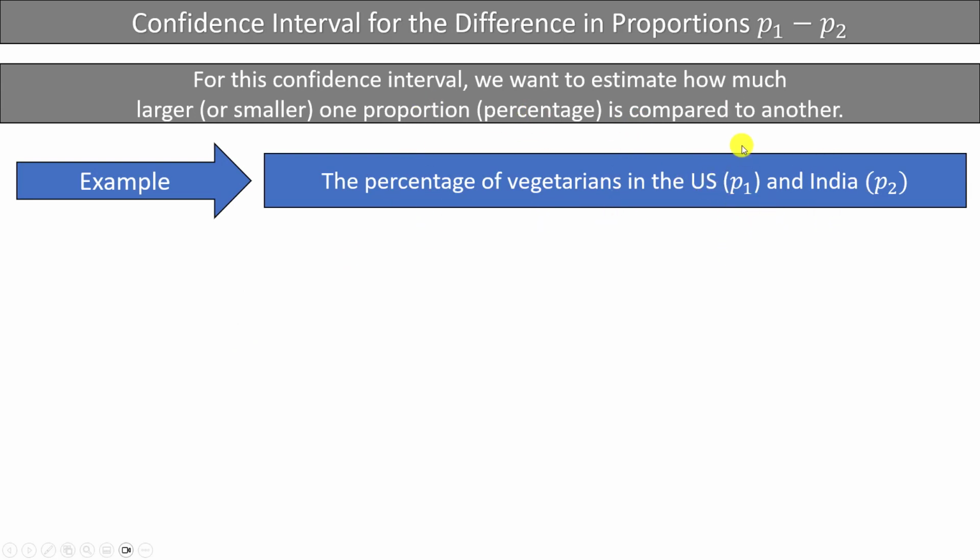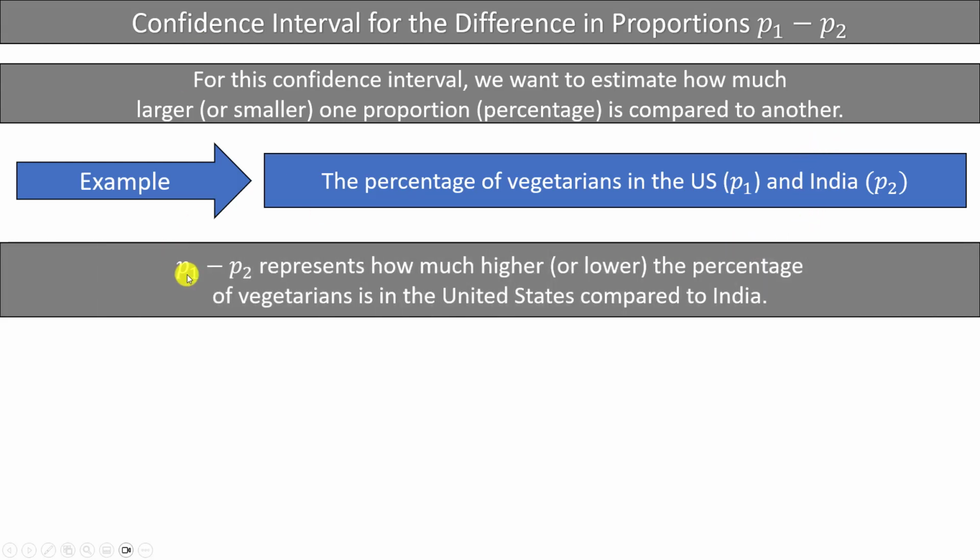So we might represent P1 as the percentage of vegetarians in the United States, and P2 might represent the percentage of vegetarians in India. We are trying to estimate the difference in population proportions, which is going to represent how much higher or lower the percentage of vegetarians is in the United States compared to India.